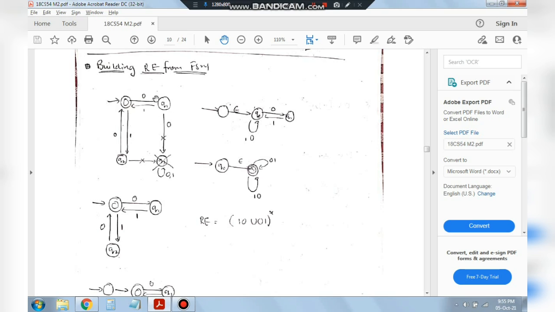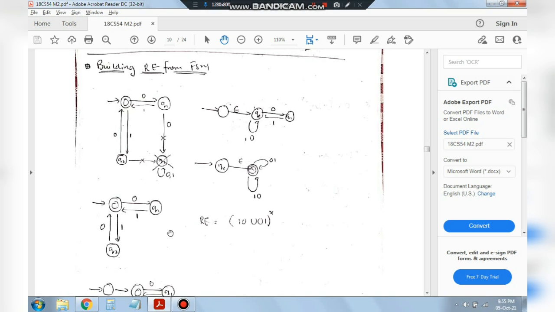Okay. The next topic is to build a regular expression from a finite state machine. Okay, so this is the finite state machine given to us. We have q0, q1, q2, q3. This is the starting state and the final state. Okay, so if you have to build a regular expression from the FSM, what you have to do is first eliminate the dead state. That means whichever state has no outgoing arrow, that we can eliminate. Okay, after elimination we will be left with the two states here, q1 and q2.